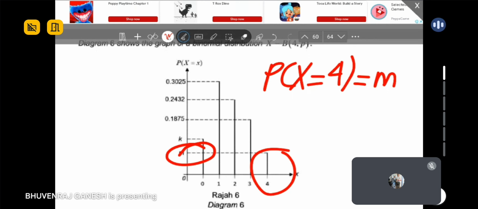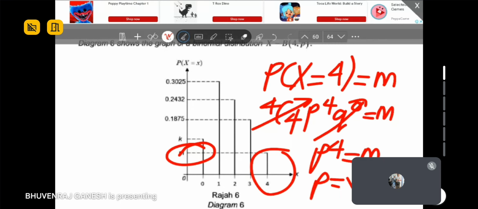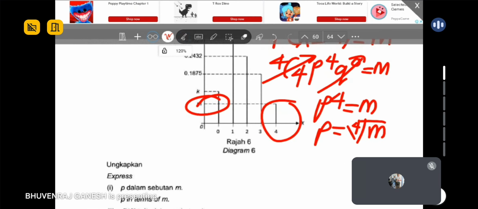Okay, so then you use the formula nCr p power r q power n minus r equal M. So 4C4, P power 4, Q power 0 equal M. This one is 1, this one is 1. So P power 4 equal M. So P sama dengan M punca kuasa 4. Okay, fourth root. Understand?